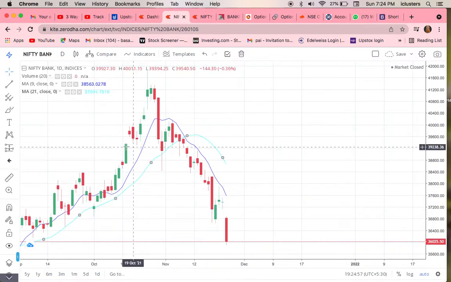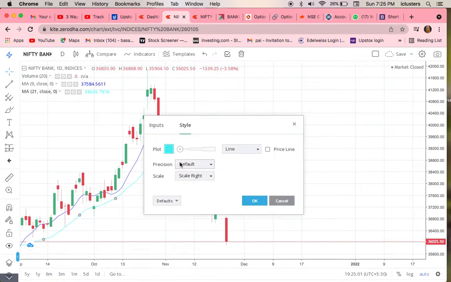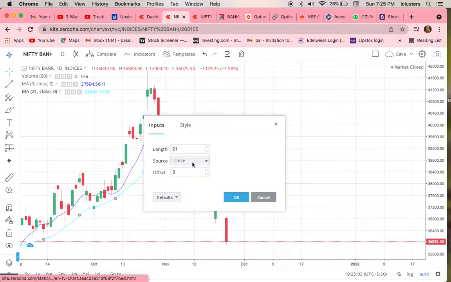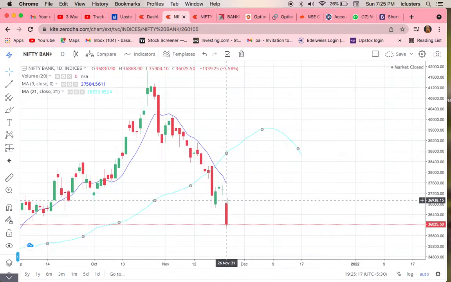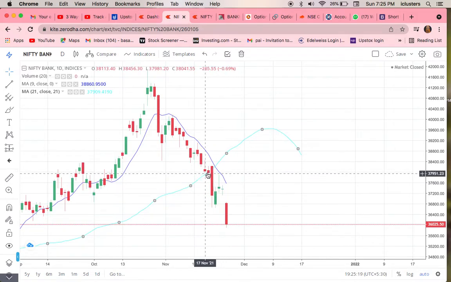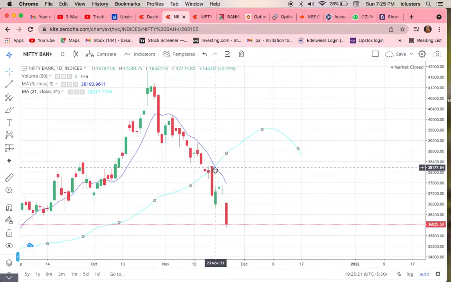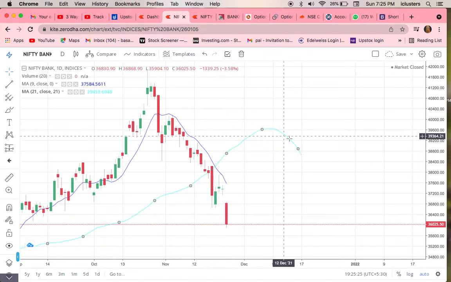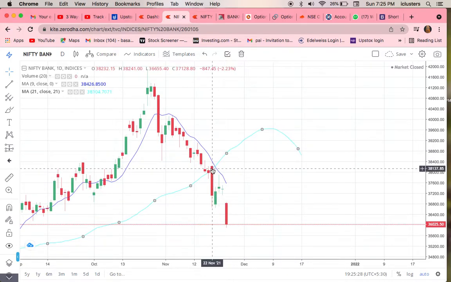So what we want to do is go to the moving average settings here, go to the inputs, and there is an offset option. Now click here, set the same 21 days moving average offset, and click OK. See, this is the 21 days moving average price. It shows that for the next coming 21 days, the price can move around this average price.